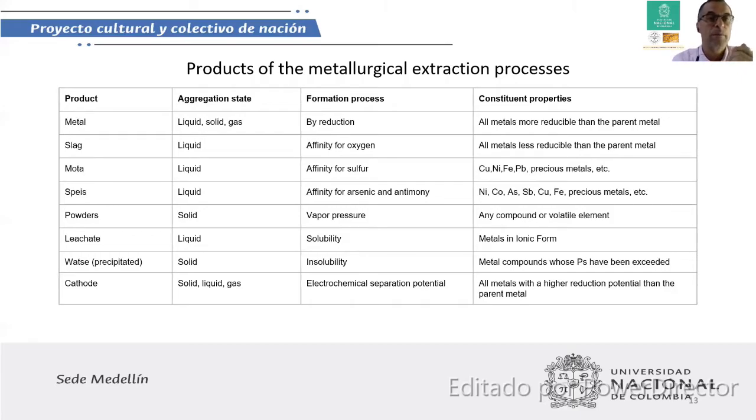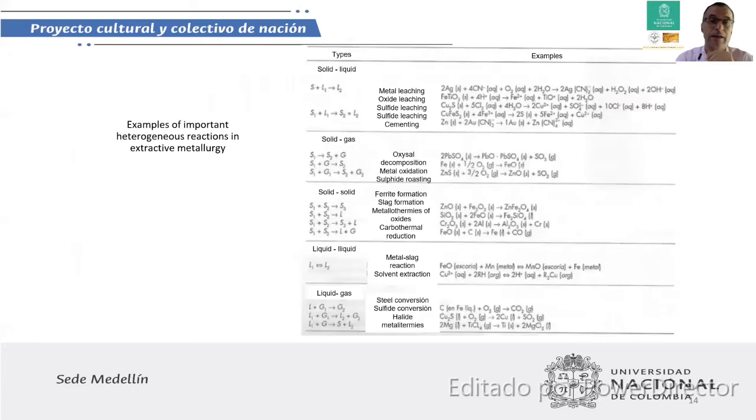For instance, when you are producing metal, when you are producing slag, you are producing gases, powders, the conditions are different, and sometimes it's not easy. Of course, in a chemical production, it's easy to have homogeneous reactions, but here you are deeply heterogeneous, and it's necessary to consider those aspects. Some examples of that kind of heterogeneous reactions are reactions between solid and liquids, solid and gas, solid and solid, liquid and liquid, and liquid and gas. And they appear in the different processes.